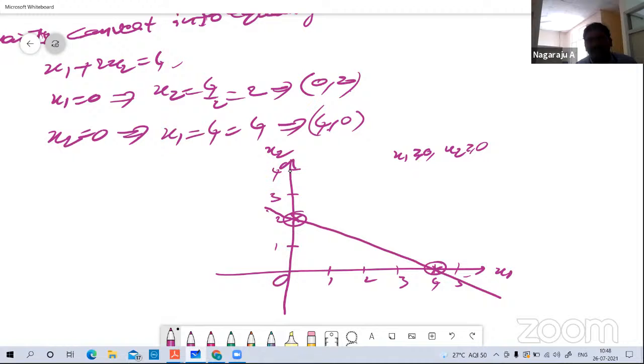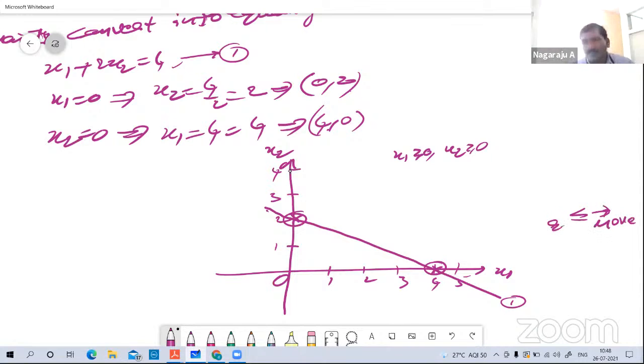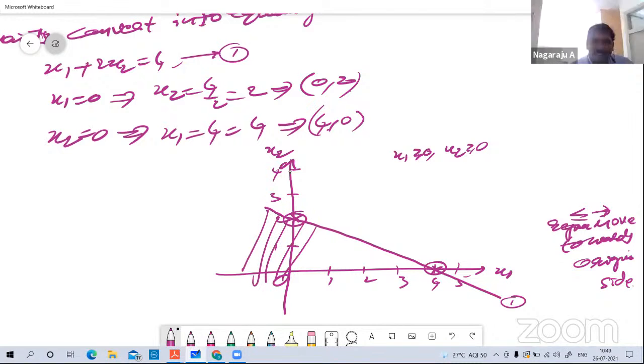this is called equation number 1. Now I'm going to consider the second equation. It is an inequality, clearly less than or equal to. When we have a less than or equal to, move towards the origin side. So the direction I'm taking is towards the origin side. You draw the graph region.